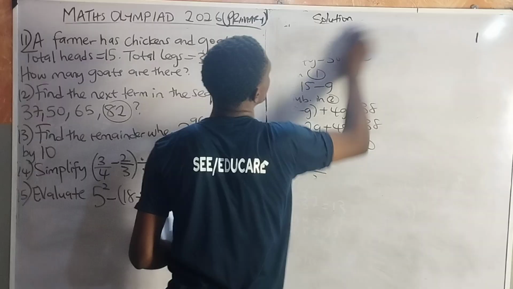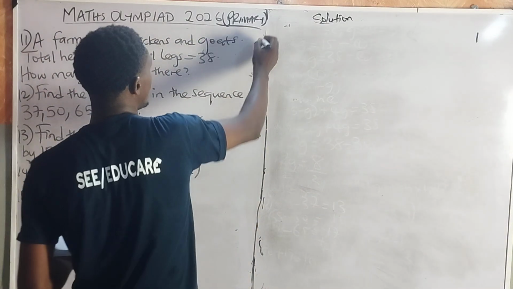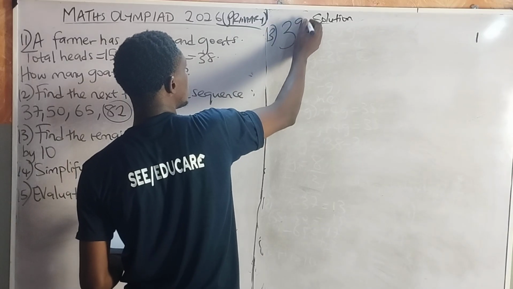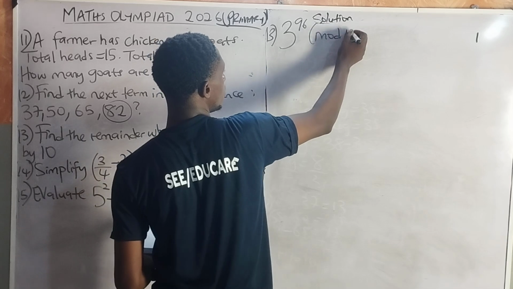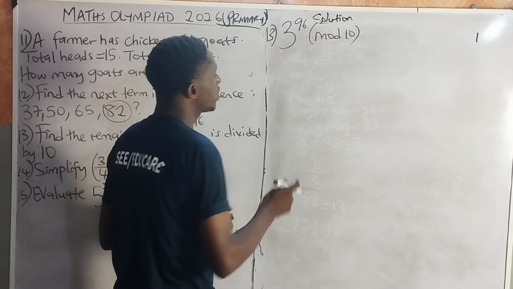Going to number 13 question. We have: find the remainder when 3 raised to the power of 96 is divided by 10. We call it mod. Mod means that you are dividing. So let me break it down.